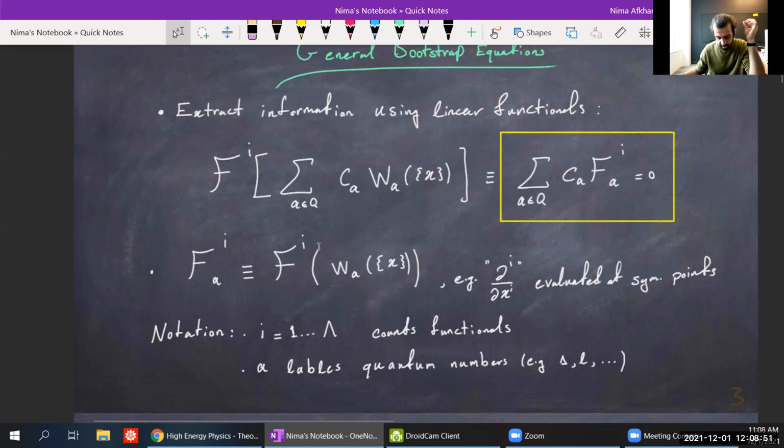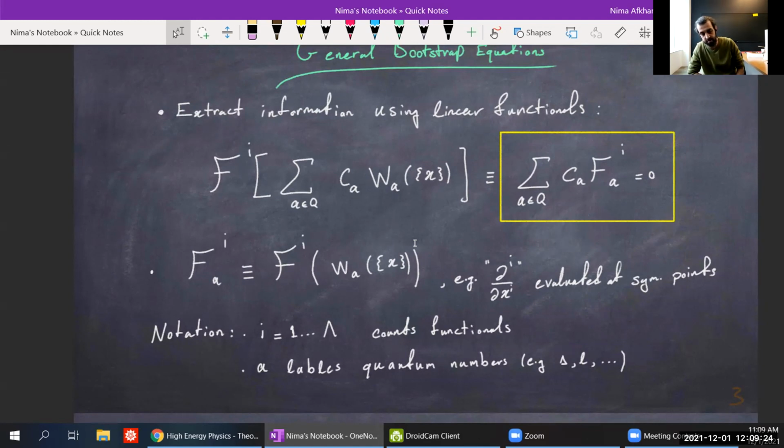So this curly F, as I said, is the linear functional, for example, taking derivatives with respect to the coordinates and evaluating at some symmetric point. This is the functional that's typically used. It's not necessary, there are probably better ones, but this is the one I will choose to use. And in the rest of the talk, the notation will be that this label i will label the functional, and I'll take them to go from 1 to lambda. So this is the dimension of the functional space that I'll be considering.